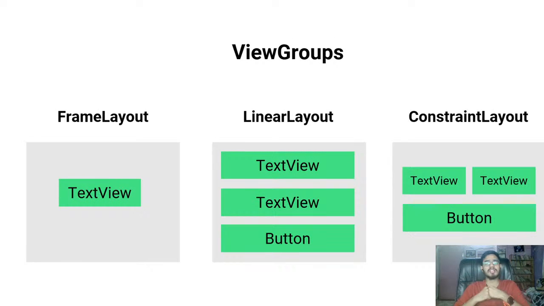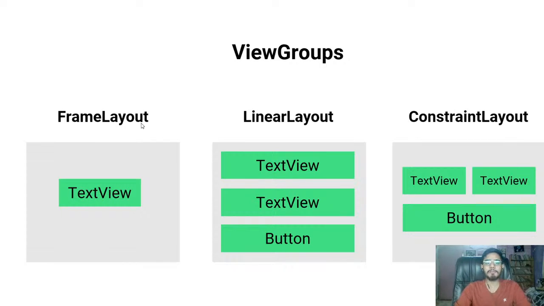So next is view groups. In that there are frame layout, linear layout, constraint layout. I will be showing all the layouts one by one. See, you don't need to remember all this properly. Once you actually start building your app, it will be easy to do it.